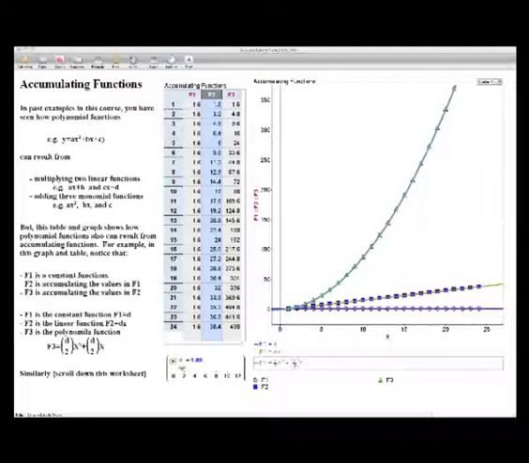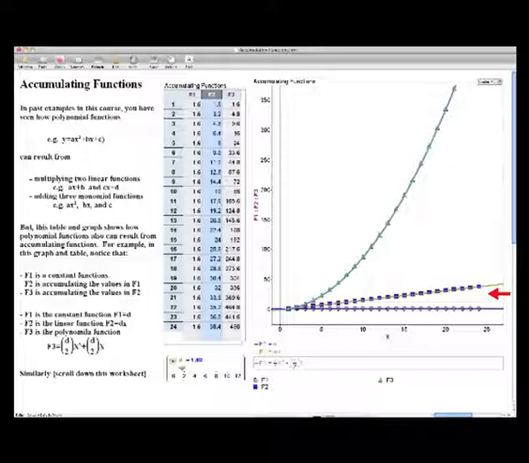As you already have seen, one thing that we will need to be able to do in this course is to define functions that fit a collection of data. And, in statistics, linear functions and polynomial functions are especially useful. In past examples in this course, you have seen how polynomial functions can result from multiplying linear functions or from adding monomial functions. And the table and graph in this worksheet show how polynomial functions also can result from accumulating functions.